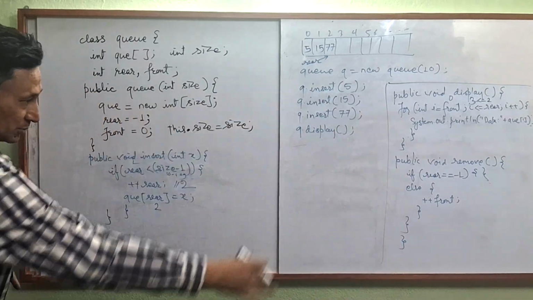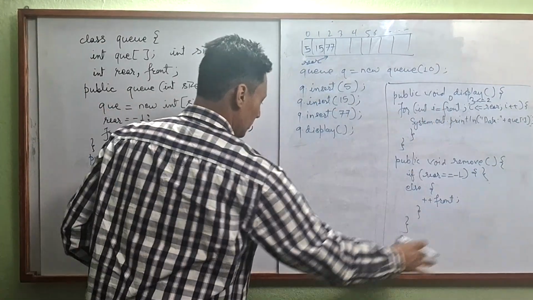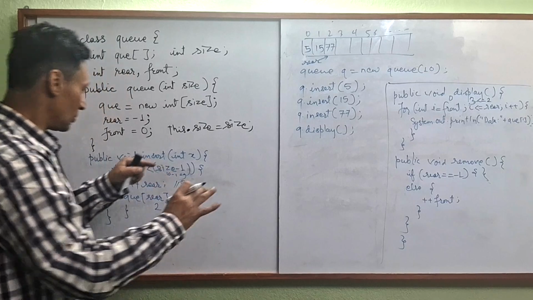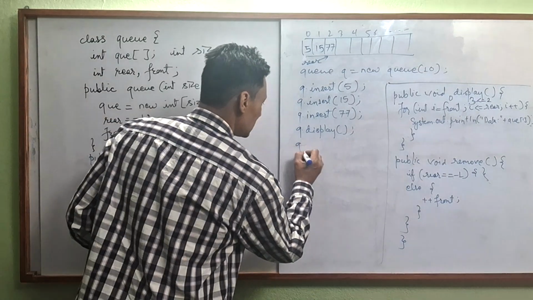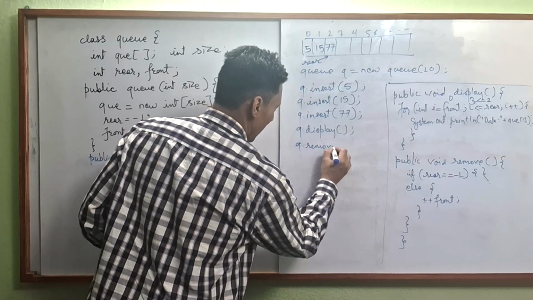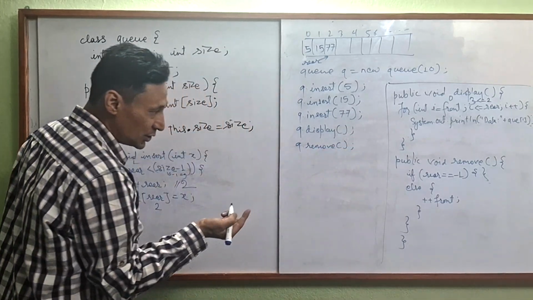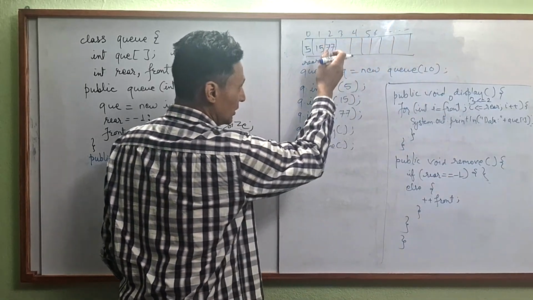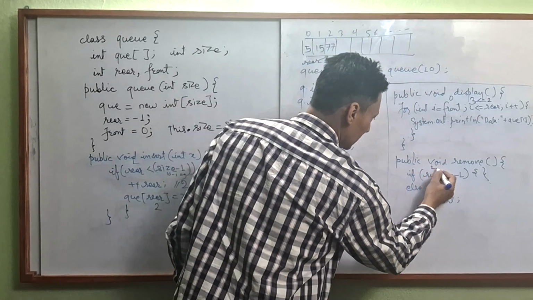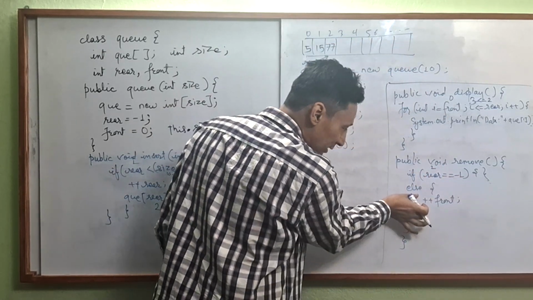This program is continued up to there. Now this is the full program of the queue only. There is no driver program. I have not written the main method, no problem. Now let's call this remove here. Now what will happen? As we call remove, this function will be called. The condition evaluates to false because our rear is 2. 2 is not equal to -1, false. So we will be taken to the else part.